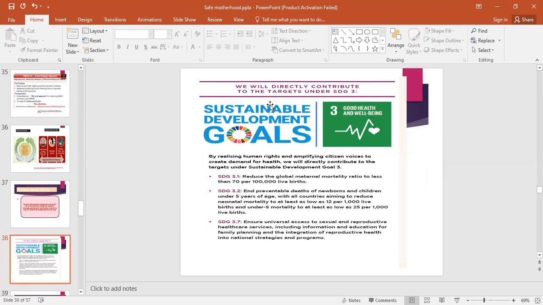Goal number 3 in the SDGs, Sustainable Development Goal number 3, is related to reproductive and child health, good health and well-being. Goal 3.1 says to reduce the global maternal mortality ratio to less than 70 per 100,000 live births, and end preventable deaths of newborns and children under 5 years of age, with all countries aiming to reduce neonatal mortality to at least 12 per 1,000 live births, and under-5 mortality to at least 25 per 1,000 live births, and ensure universal access to sexual and reproductive healthcare services, including information and education for family planning and the integration of reproductive health into national strategies and programs.